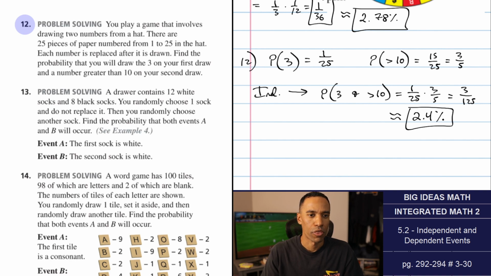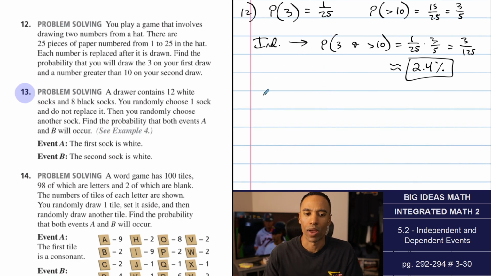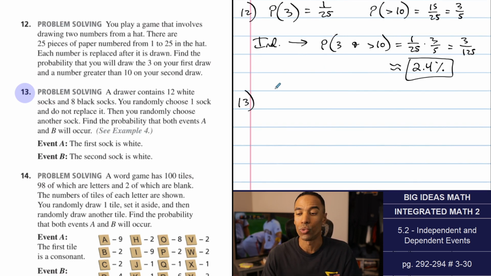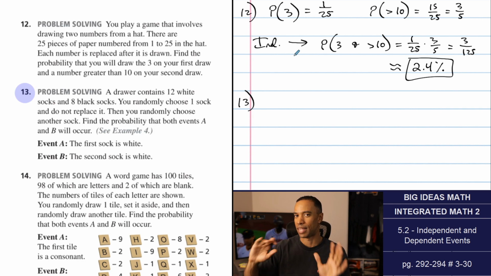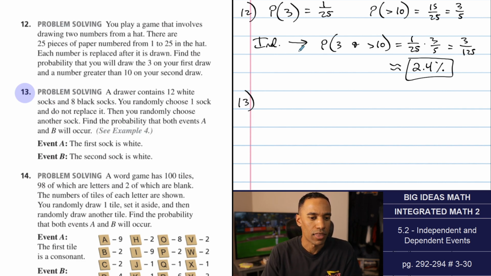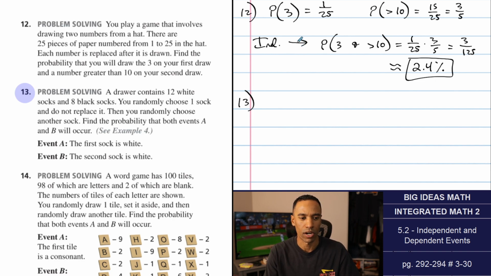Okay, number 13, problem solving. A drawer contains 12 white socks and 8 black socks. You randomly choose one sock and do not replace it. So if I choose a white sock, throw it off to the side, that sock is gone. Then you randomly choose another sock. Find the probability both events A and B will occur. Event A, the first sock is white. Event B, the second sock is white.